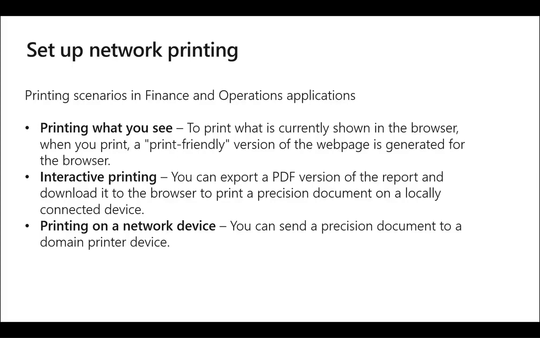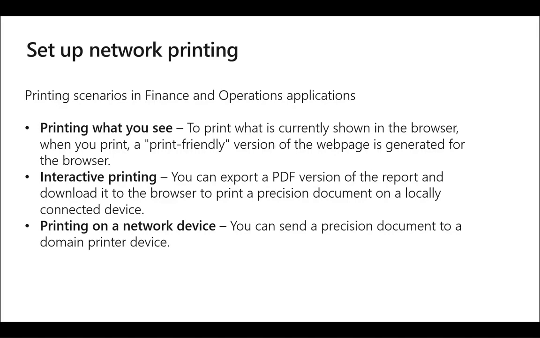Interactive printing: we can export a PDF version of the report and download it to the browser to print a precision document on a locally connected device. This uses client applications and Microsoft Office 365 services. To view the PDF file, we need to install Adobe Acrobat Reader.